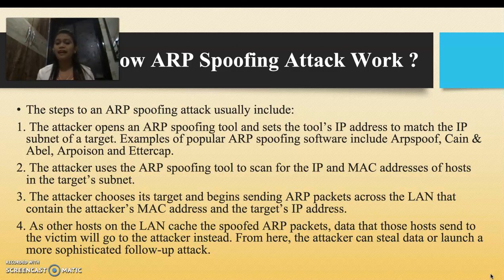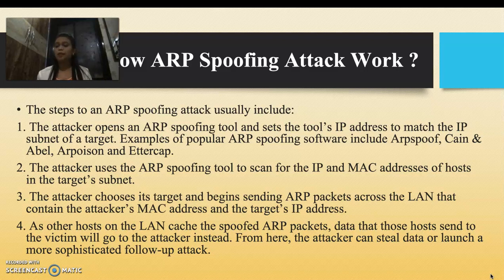So what exactly will the hacker do? The hacker will download the ARP spoofing tool and set of tools. Then he will try to randomly give IP addresses to match the IP address of the subnet of a target machine. Popular ARP spoofing software include Arpspoof, Cain and Abel, ARP poisoning, and then Ettercap. These are the different ARP spoofing software which are freely available and famous. With the help of this software, you can try it on your own to trace out the IP addresses, and we can fetch more information from that particular IP address.